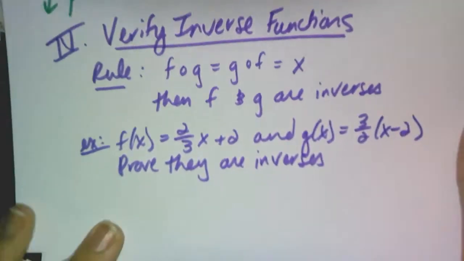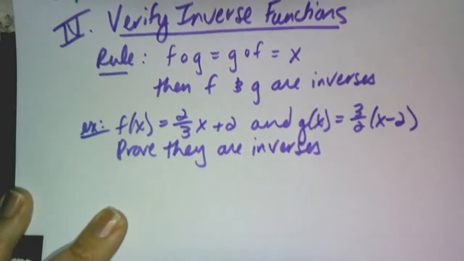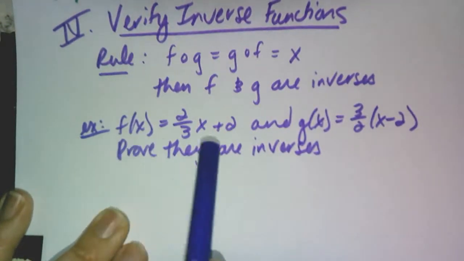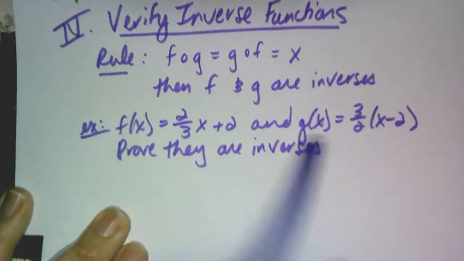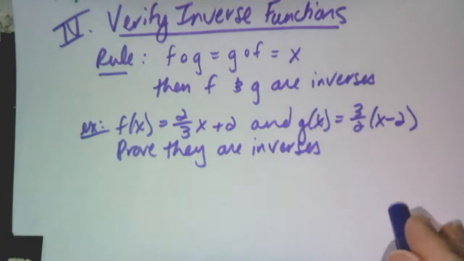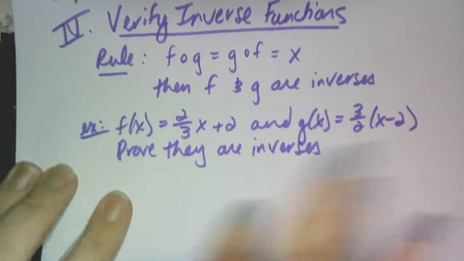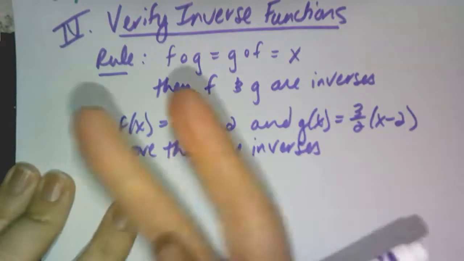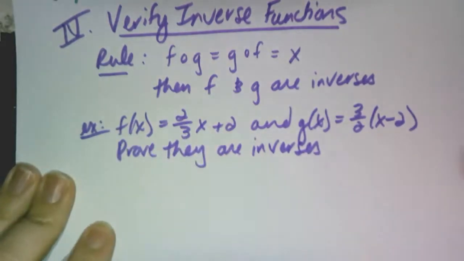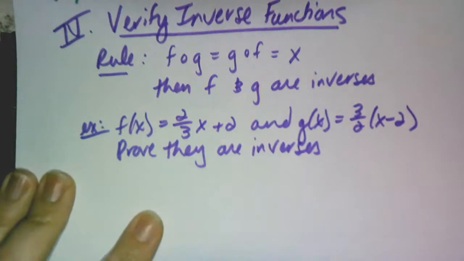They're going to give you two functions. They're going to say, I've got f of x being 2/3 x plus 2. I've got another function, g of x is 3/2 x minus 2. Prove they are inverses. There are two ways to prove it. You could switch the x and y, solve for y, and make it match up to the other one. I'm totally okay with that. But really, it's just easier to do f of g or g of f.